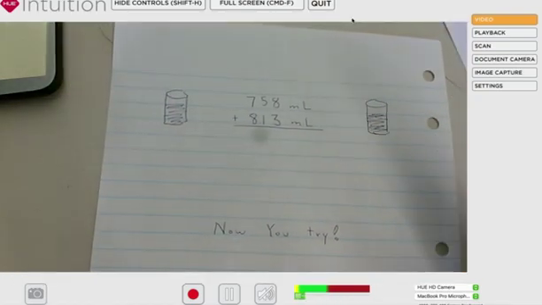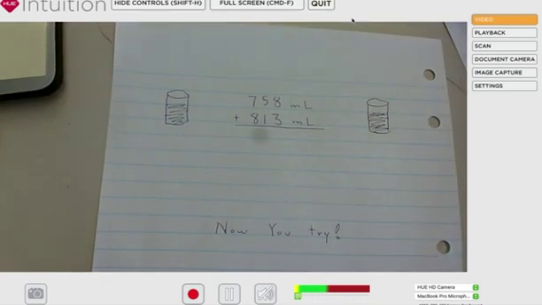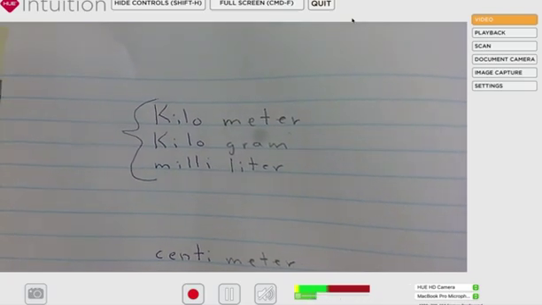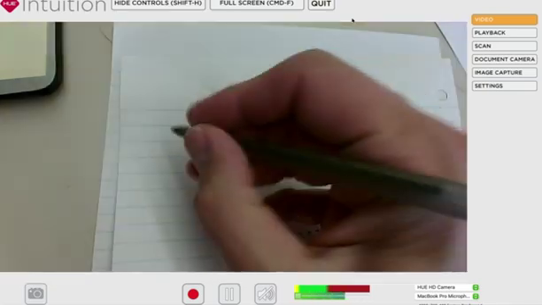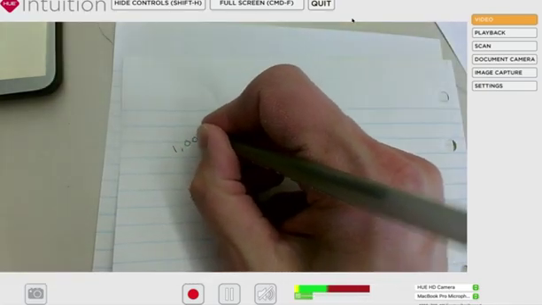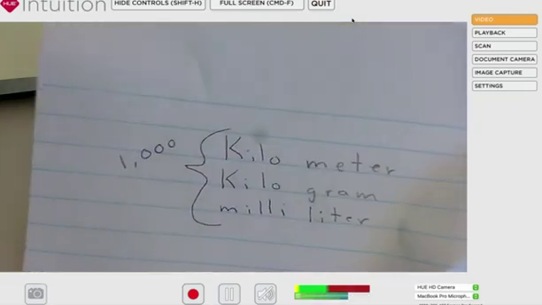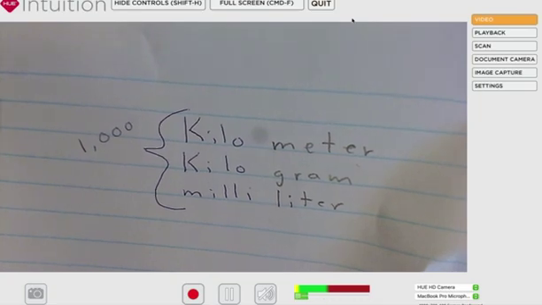And that's what's so great about it. The number 1,000 keeps coming up over and over again. It's really great. Look, it's kilometer, kilogram, milliliter. These are all 1,000s. Oh, boo, centimeter. We'll deal with you later. But that's what we love about this so much. It's so easy. They're all thousands.